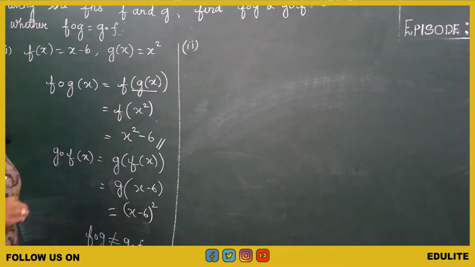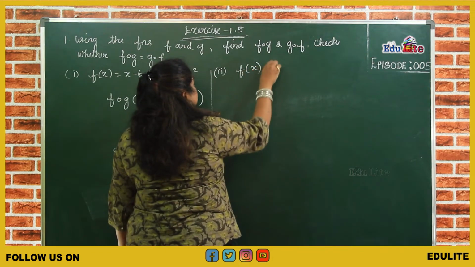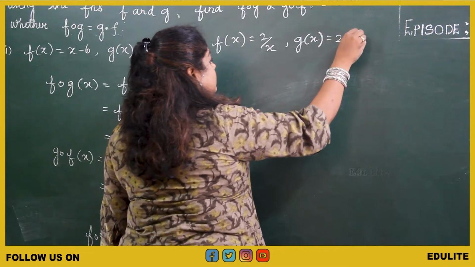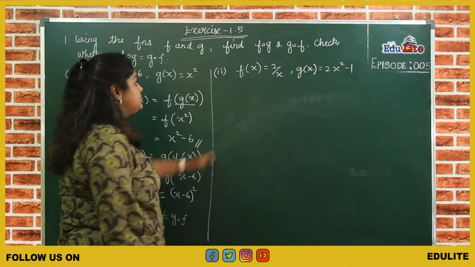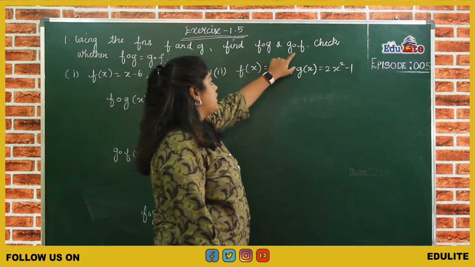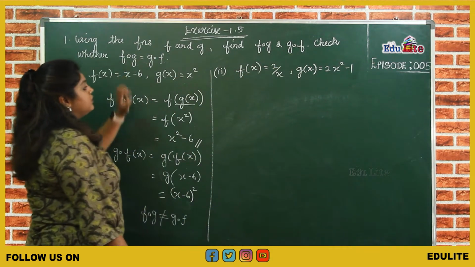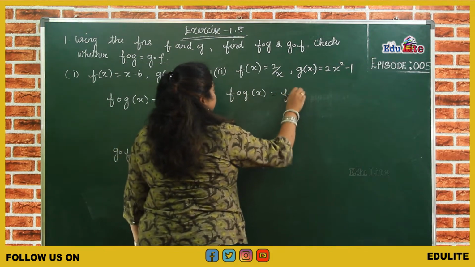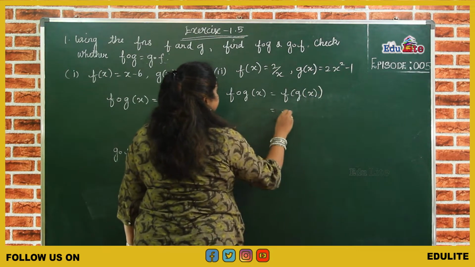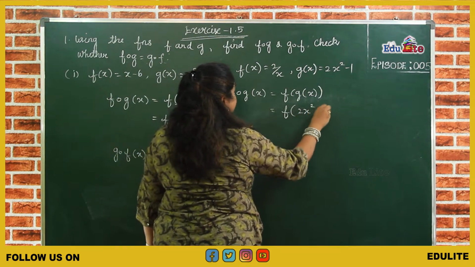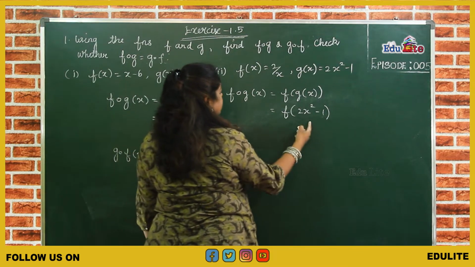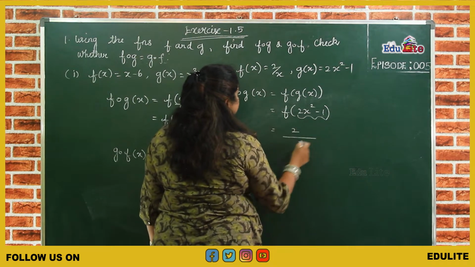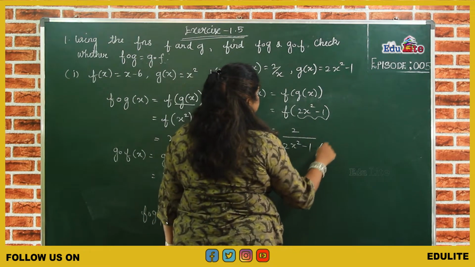For the second subdivision, f of x is given as 2 by x and g of x is given as 2x squared minus 1. So, similarly for this problem also we have to find f composite g and g composite f and we should check whether they both are equal. So, first is f composite g of x, which can be written as f of g of x. So, f of g of x value is 2x squared minus 1. Now, we have to use the function f of x. f of x is given as 2 by x. In place of x, we have to substitute this value. This value will become 2 by 2x squared minus 1.